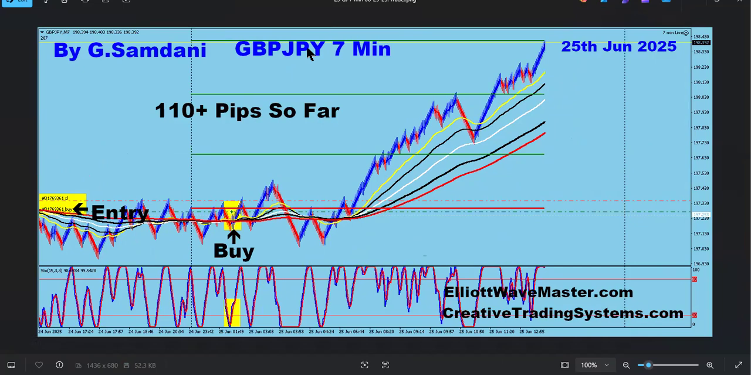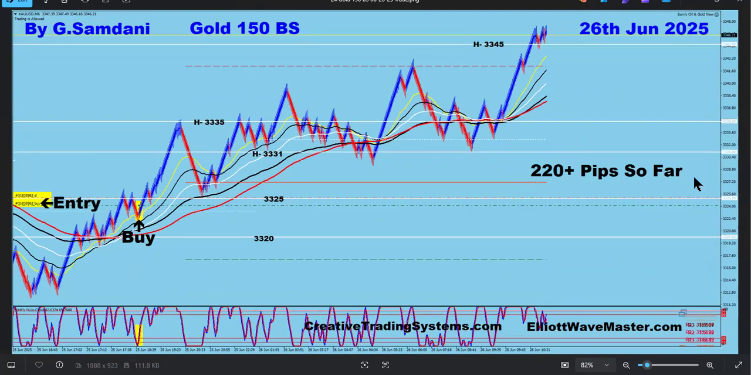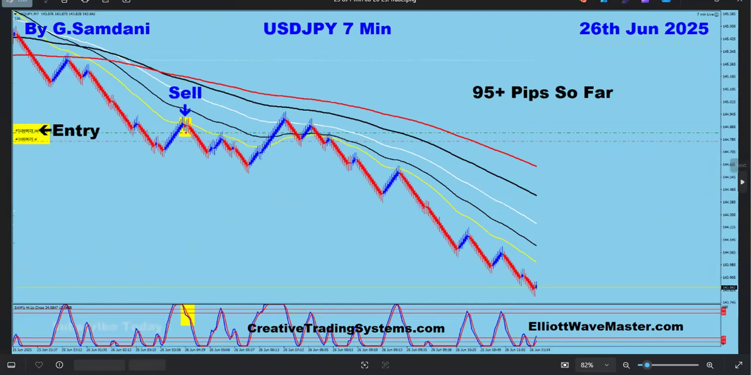Here, pound yen, this one it took, but my SL was here, but this was the low, and then somehow it survived here, and then it went up again, right? Here, this one, gold 150, 220 pip to the upside.